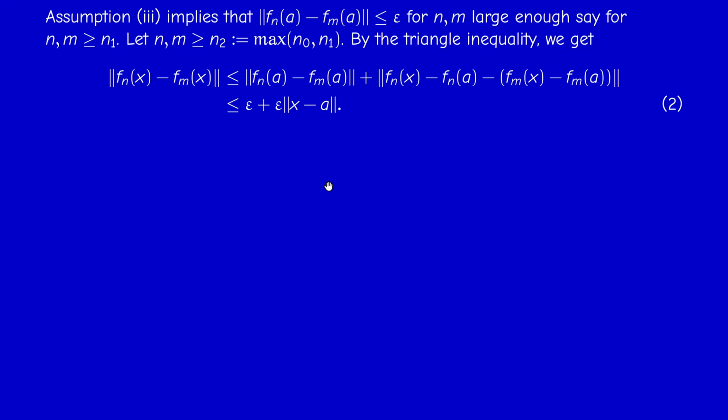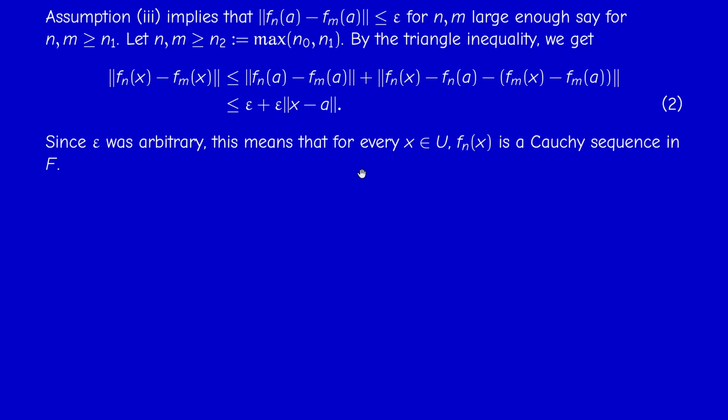Now if we fix x, and a is fixed anyway, I can write this as epsilon times a constant. So if epsilon is arbitrary, then this number is arbitrary. Therefore, the distance between Fn of x and Fm of x can be made arbitrarily small for n and m bigger than n2. This precisely means that this is a Cauchy sequence in the target space F. And this is where I use completeness. This is why completeness is important.